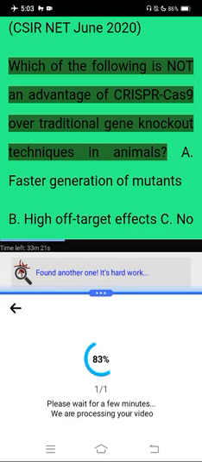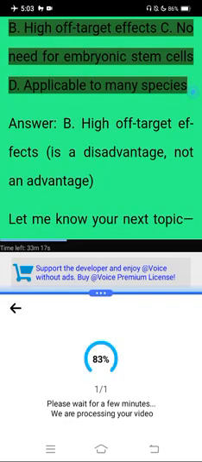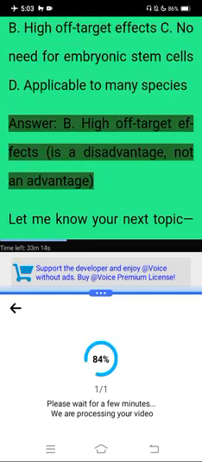CSIR-NET June 2020. Which of the following is not an advantage of CRISPR-Cas9 over traditional gene knockout techniques in animals? A. Faster generation of mutants. B. High off-target effects. C. No need for embryonic stem cells. D. Applicable to many species. Answer: B. High off-target effects is a disadvantage, not an advantage.